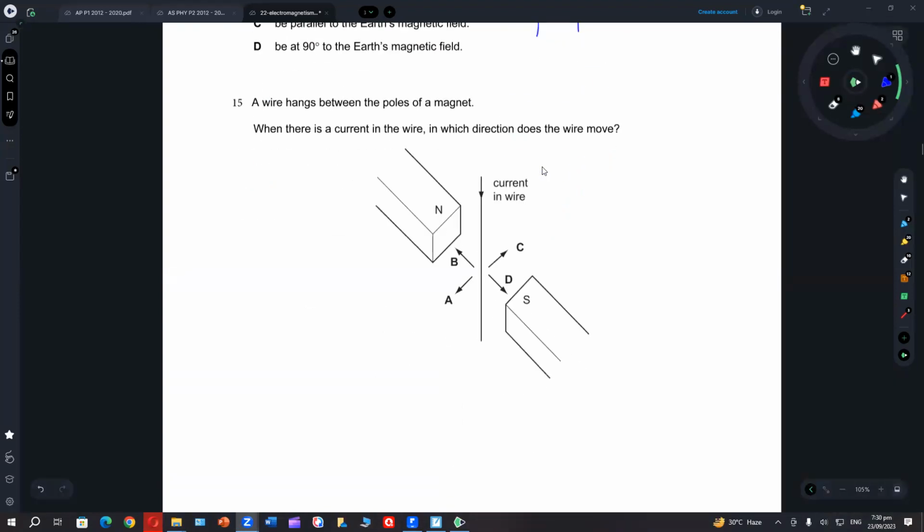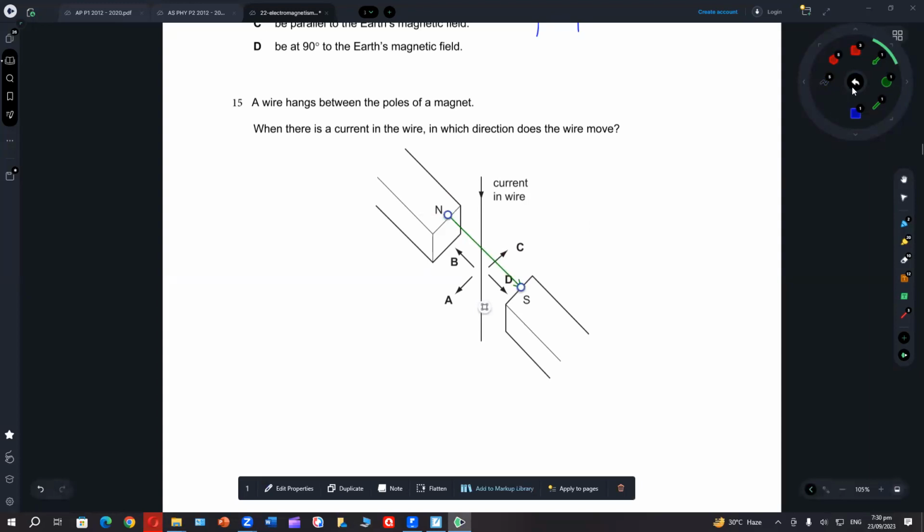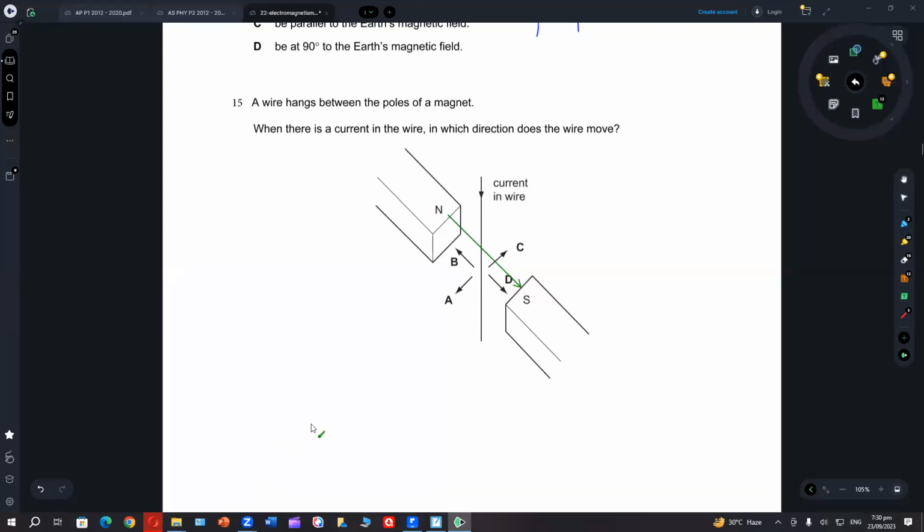A wire hangs between the poles of a magnet. When there is a current in the wire, in which direction does the wire move? Magnetic field is always north to south. Is it again Fleming's left-hand rule? Yes. And you can see Fleming's left-hand rule is flooded. Frankly speaking, for that I was sharing animations and videos with you, because Fleming's rule is very difficult in the start.